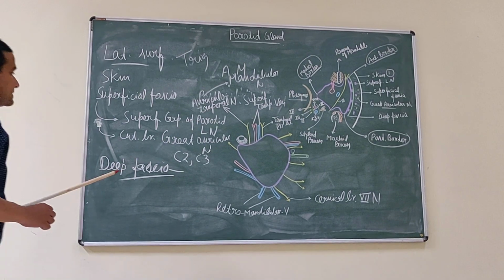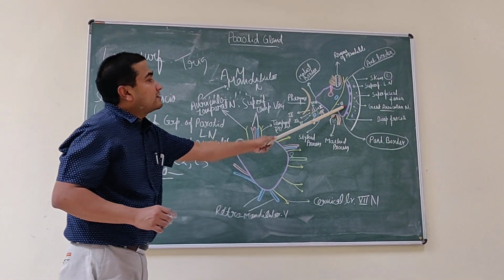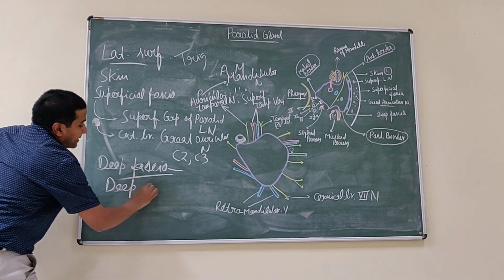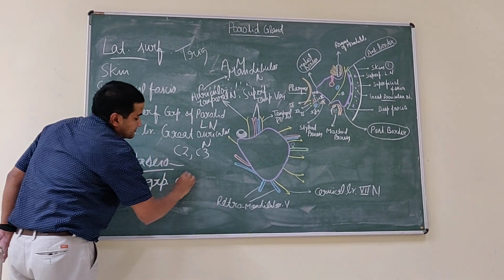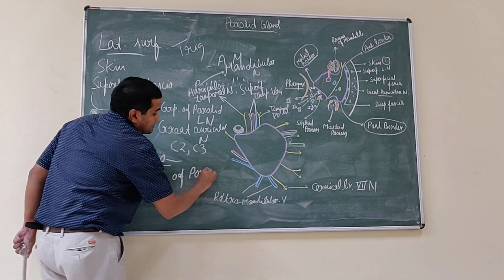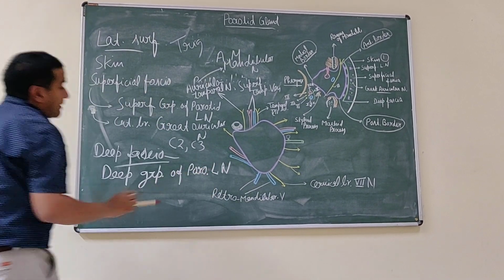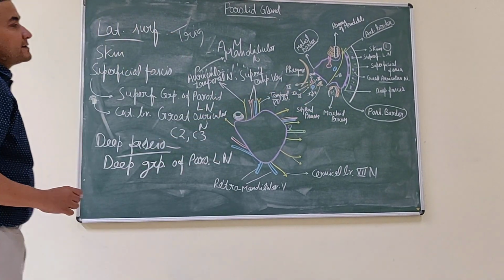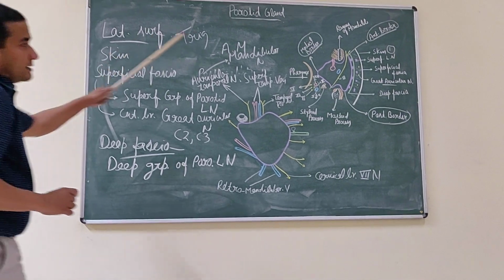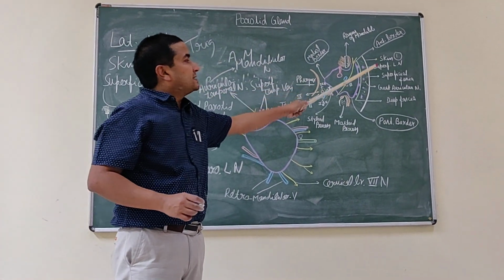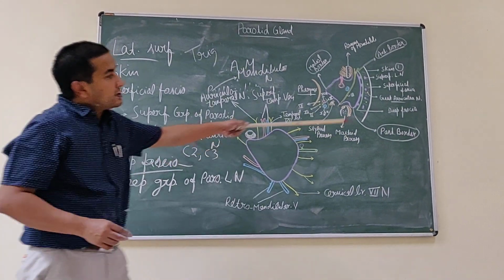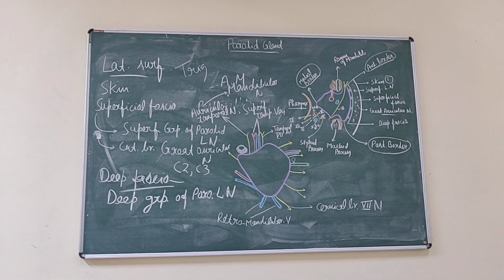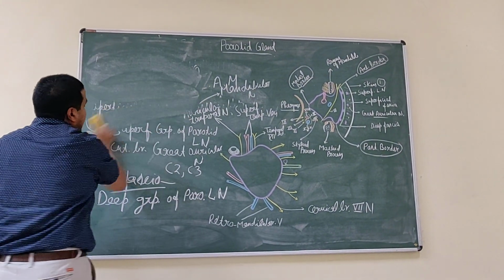Deep to the deep fascia, we see in this diagram a few dotted structures. These are the deep group of the parotid lymph nodes. These lymph nodes are embedded into the lateral surface of the parotid gland. So the lateral surface is related to the skin, superficial fascia and the deep fascia. The important one is the great auricular nerve that supplies the skin of the parotid region as well as the angle of the mandible.